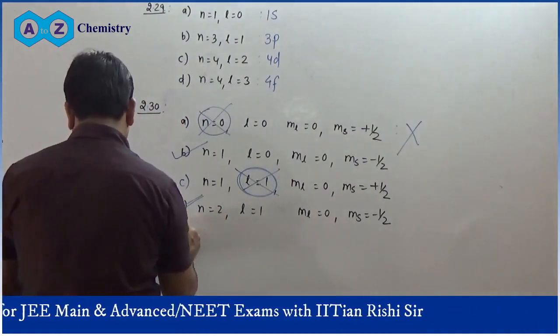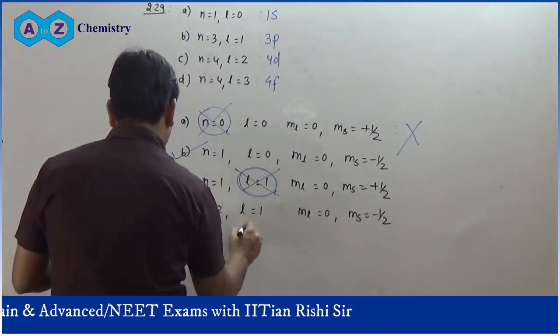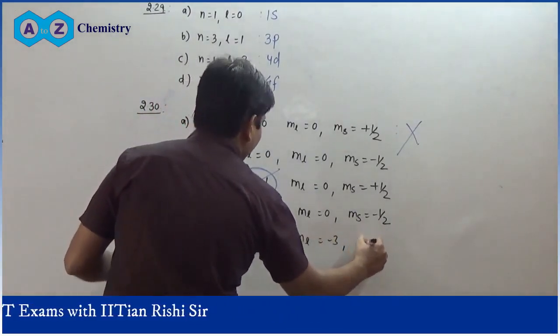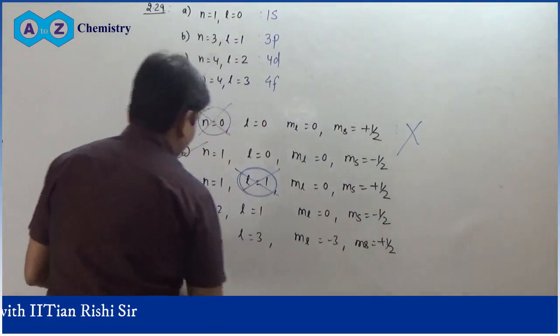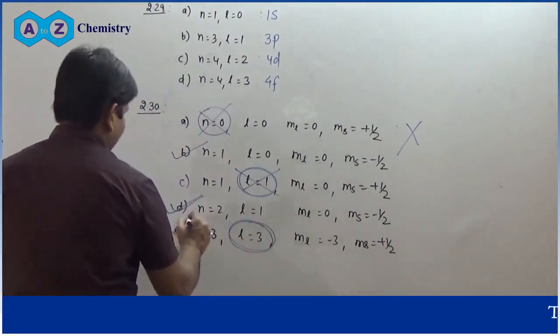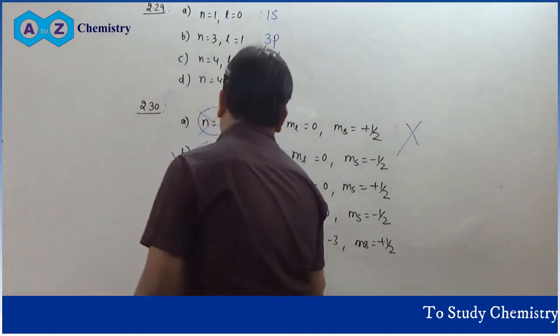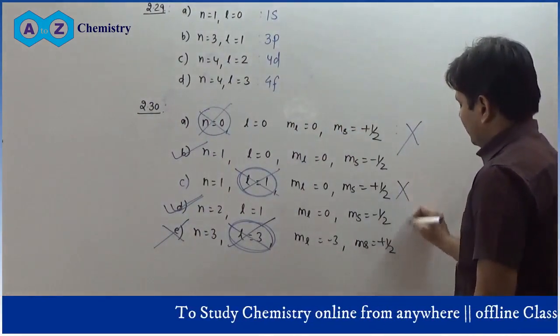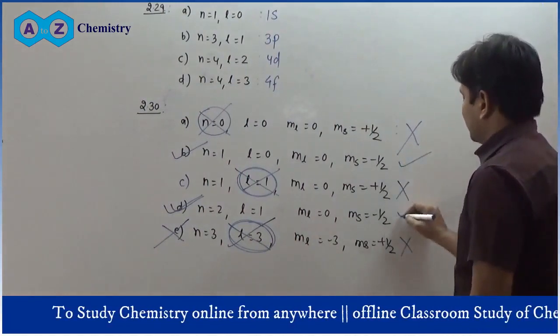So this is correct. E part is n equal to 3, l equal to 3, ml equal to minus 3 and ms equal to plus half. This is wrong because for n equal to 3, l can't be equal to 3. So l is wrong and ml is wrong, while n and ms are correct.